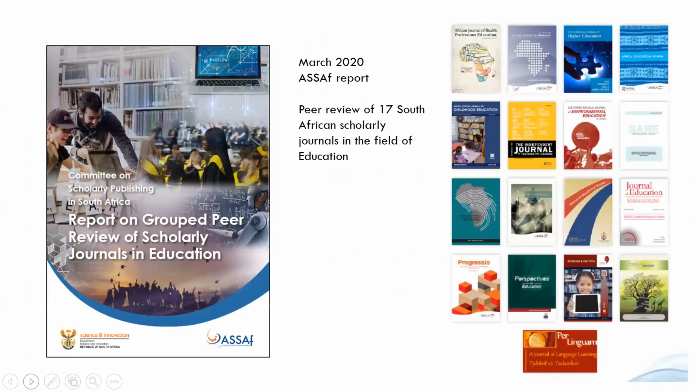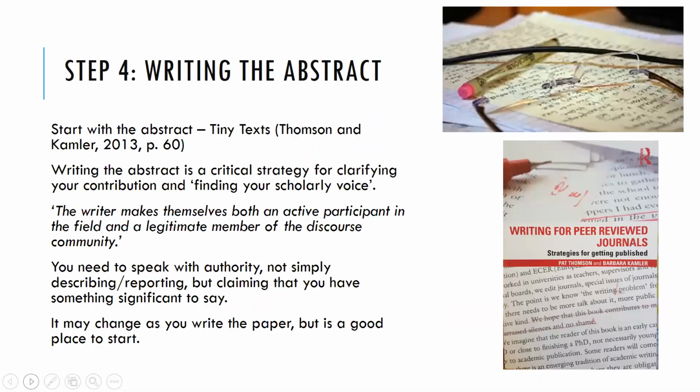Recently, ASAF did an overview of 17 South African journals. I've looked at some of them here, not all of them. So this is a very useful report if you want to look on the ASAF site. It was published last year in March, and it gives you an overview and some engagement on 17 journals in South Africa in education. So that's a very good resource if you're looking to find a good journal. All right.